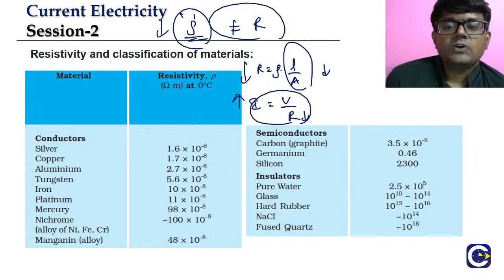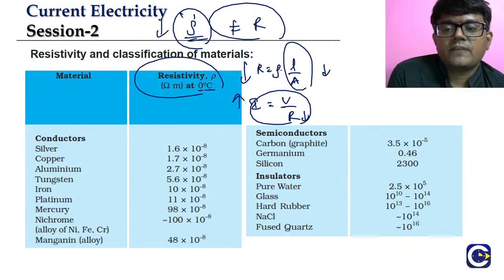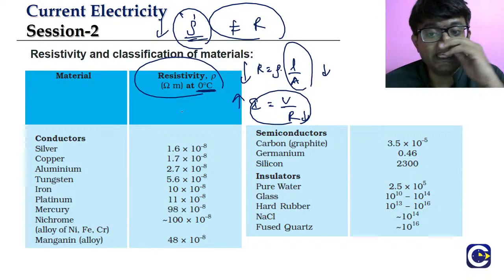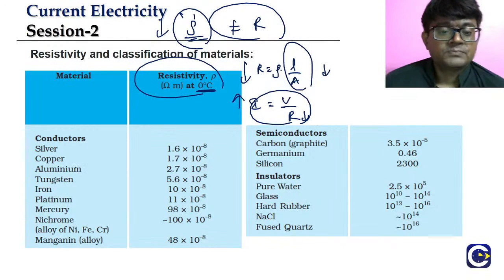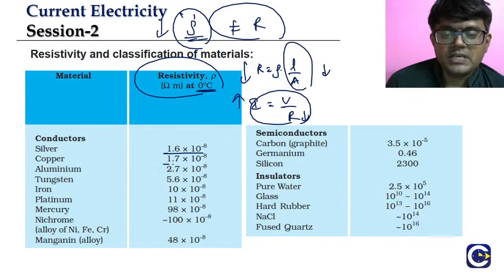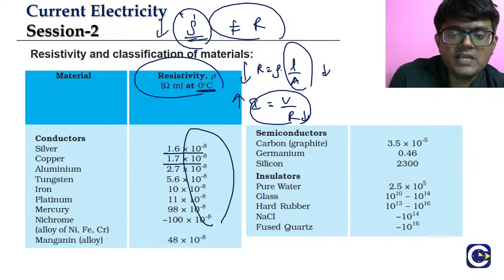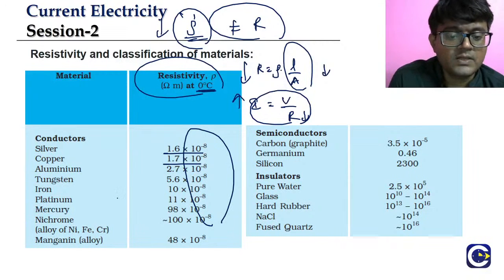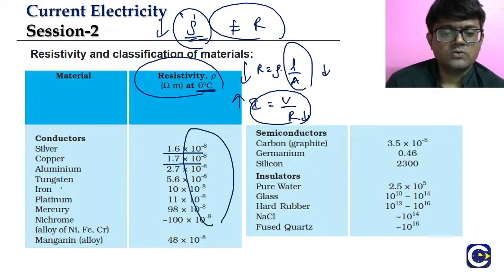The conductors will have a resistivity value. So we are fixing the temperature as what? 0 degrees Celsius. What are the conductivity values? Conductivity values will be high. Resistivity values will be what? Low. The resistivity value of silver is 1.6 into 10 power minus 8, and copper 1.7 into 10 power minus 8. What is the range? It is all in a very small range. Resistivity values will be very, very less. So we can see aluminum, tungsten, iron, platinum, mercury.